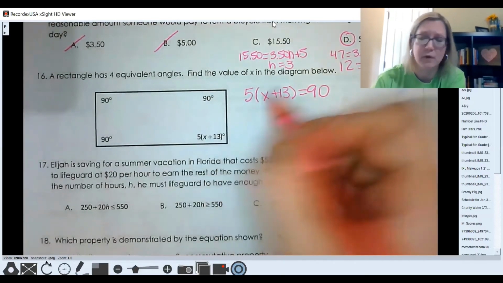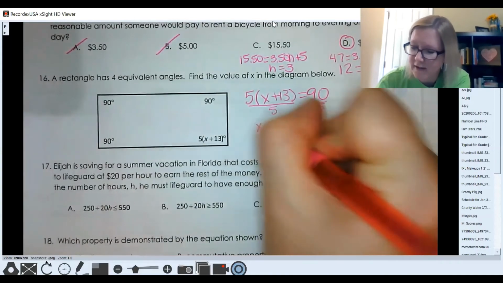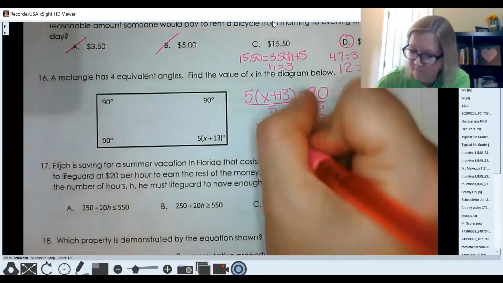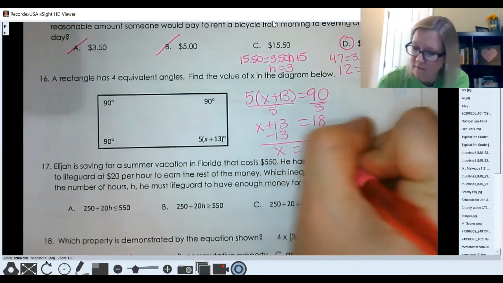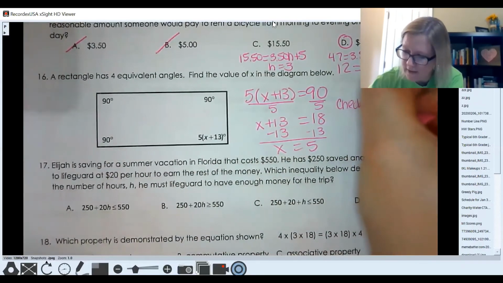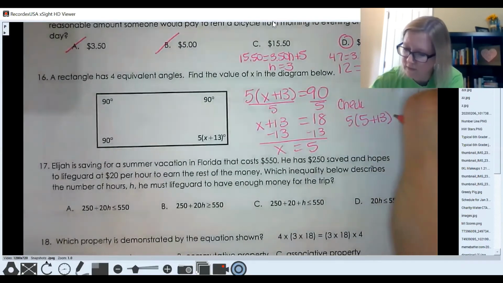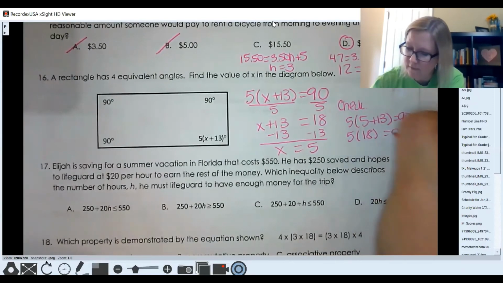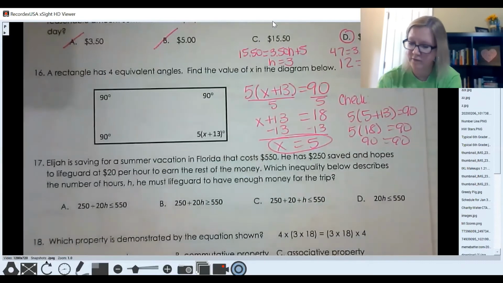So since that's being multiplied, I'm going to divide both sides by 5. That gives me X plus 13 equals, and then 90 divided by 5 is 18. Subtract 13 on both sides, and we get X equals 5. Okay, if we check it, we'll plug it back in. So I have 5 times (5 plus 13) equals 90. That's 5 times 18 equals 90, and 5 times 18 is 90. So I know X equals 5.